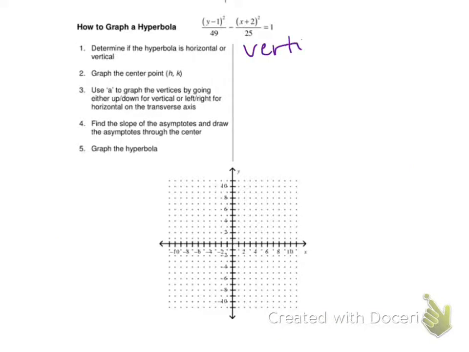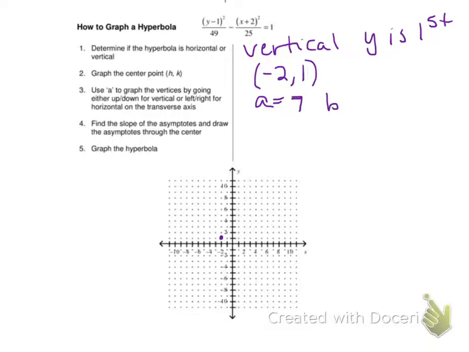For this first one we're going to look at, we have a vertical hyperbola, and I know it's vertical because y is first. The center point is -2, 1, and remember it's a little backwards because you have to look at the x and then the y. a is 7, b is 5. Now the next thing that it asks us to do is to graph the asymptotes by using the slope. Because this is vertical, I know that I'm going to do a over b.